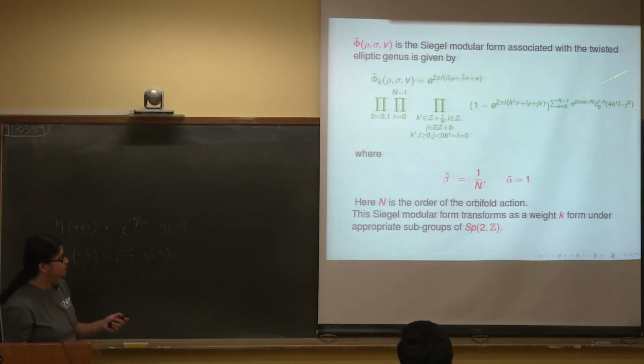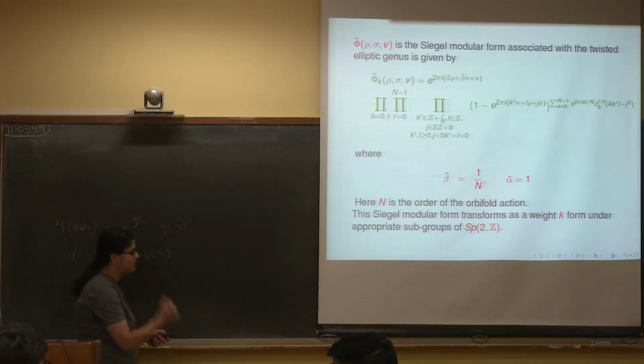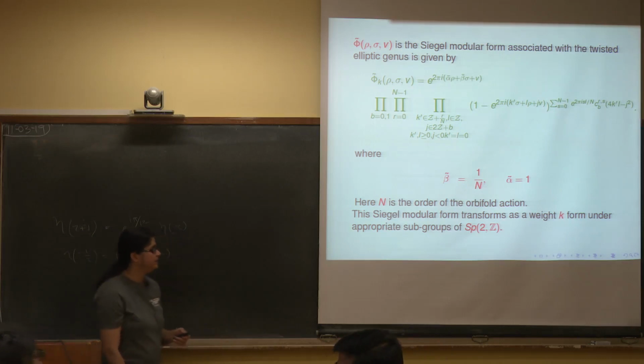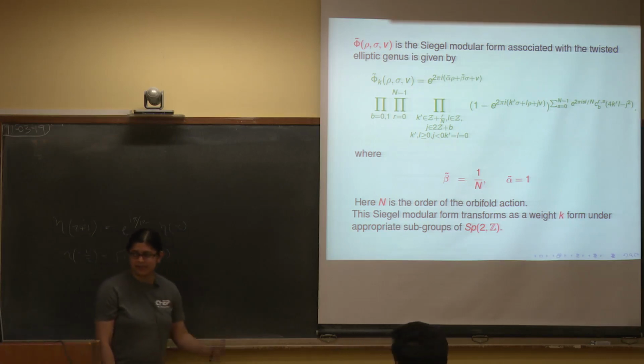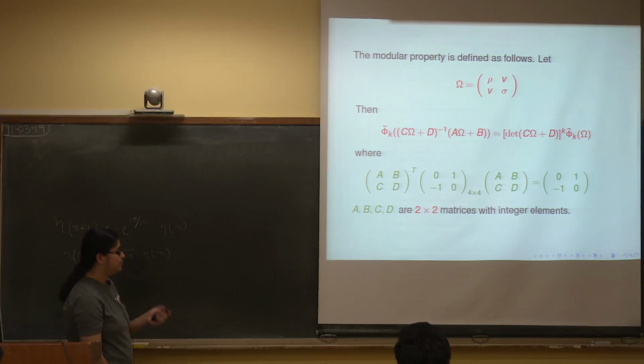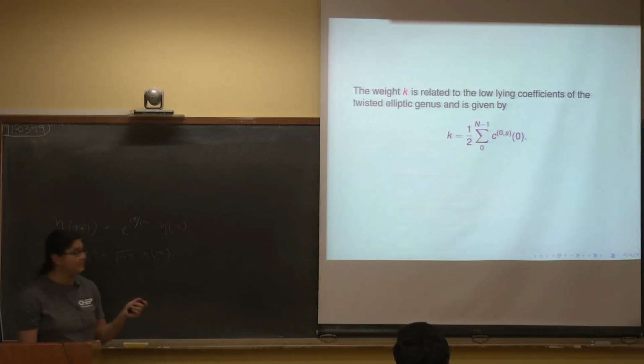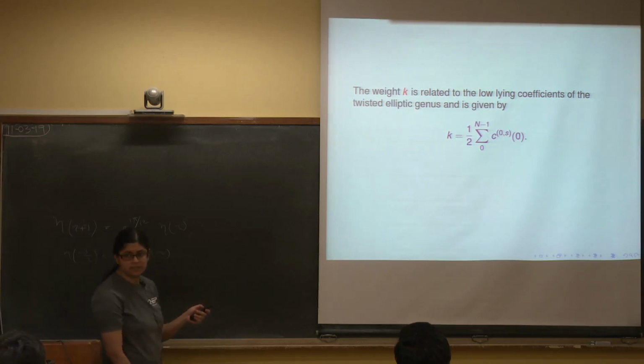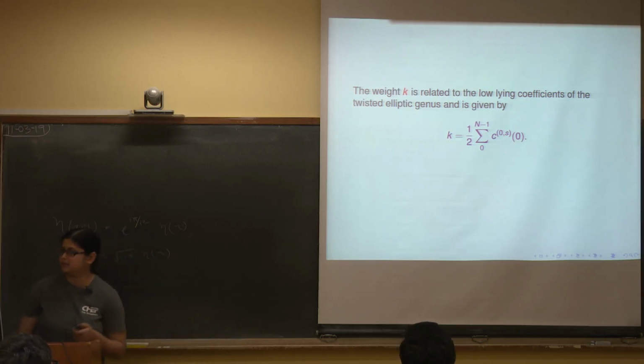Anyway, so you can read this: alpha tilde is 1 and beta tilde for M23 objects is 1 by n, and normally n is the order of the orbifold action, and these are weight k objects in appropriate subgroups of Sp2Z. The modular property for these objects can be written in this form. This omega is a 2 cross 2 matrix, and A, B, C, D are all 2 cross 2 matrices, and they have this Sp2Z property or some subgroup of it. And k is related to the low-lying coefficients of the elliptic genus of K3 or some twisted elliptic genus.